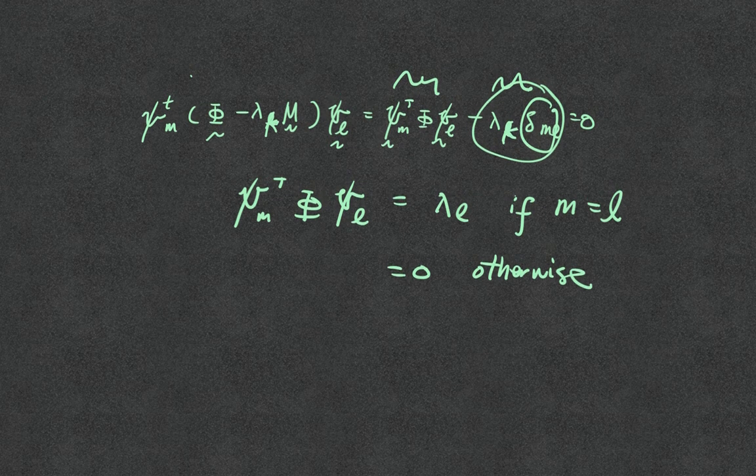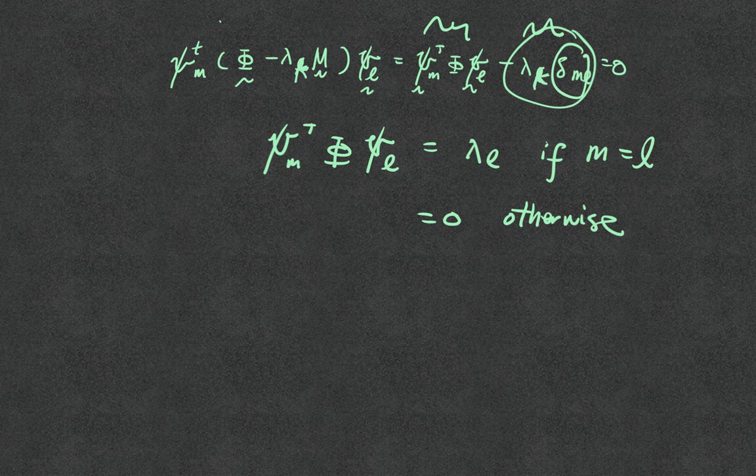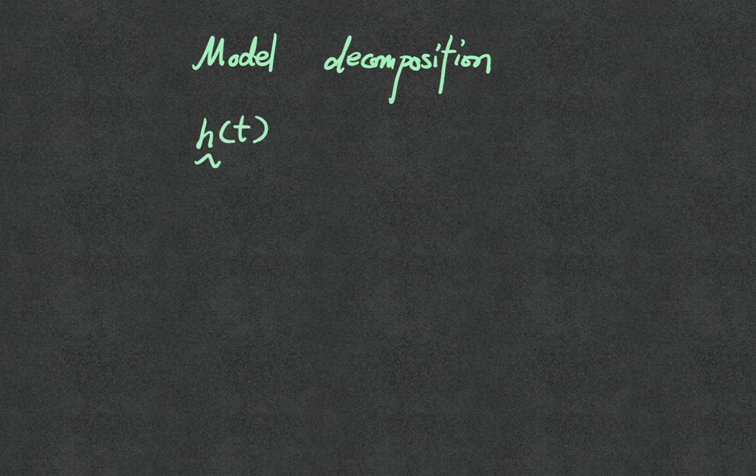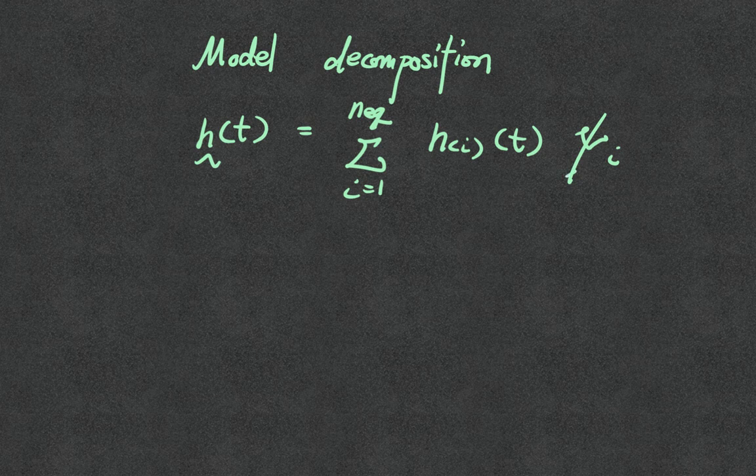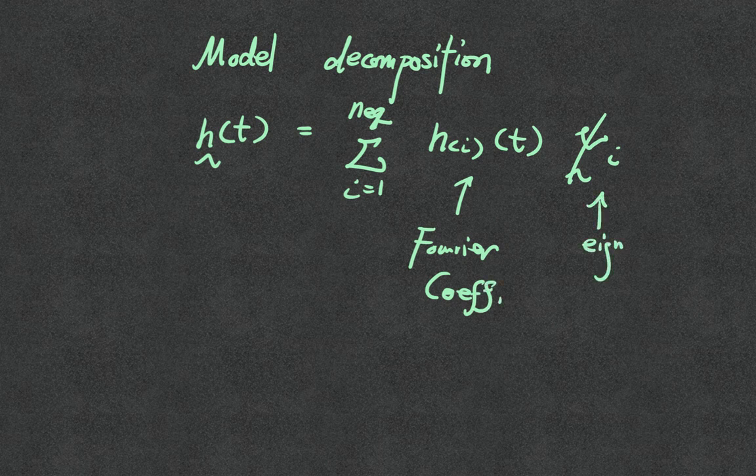Why do I want to do this? Because I want to perform something called Galerkin projections or modal decompositions in the linear term. So this is modal decomposition. I have h as a function of time, and then I have the sum from i equals 1 to n of h_i as a function of t times the eigenvector. This h_i as a function of t is the Fourier coefficients, and this is the eigenvector obtained from the generalized eigenvalue problem.